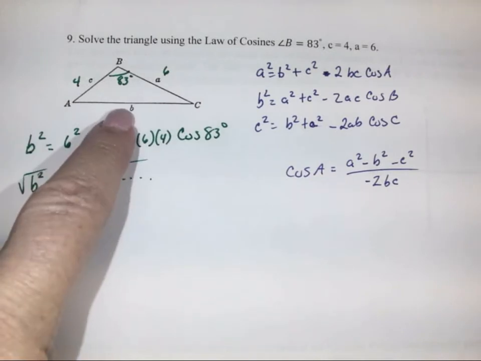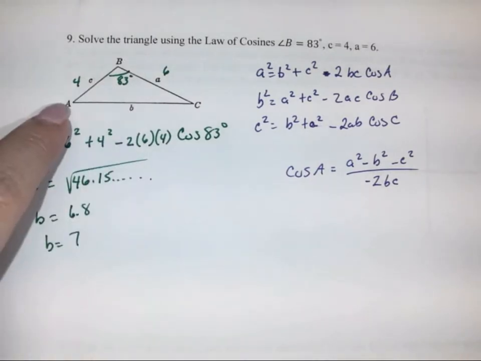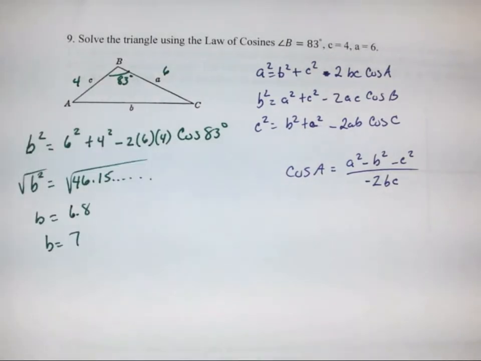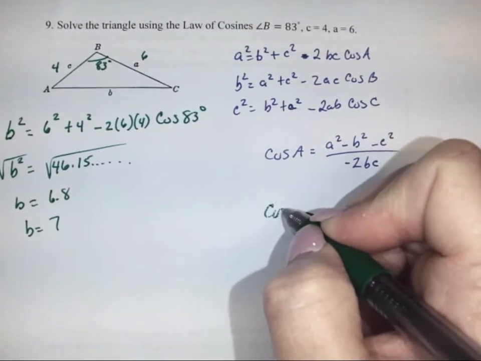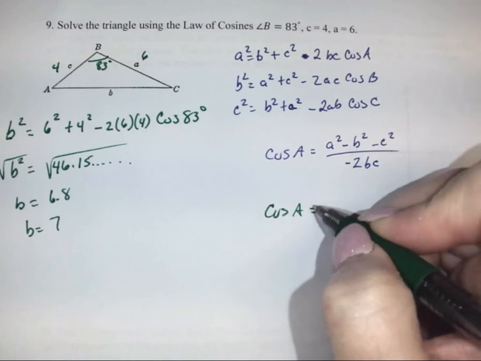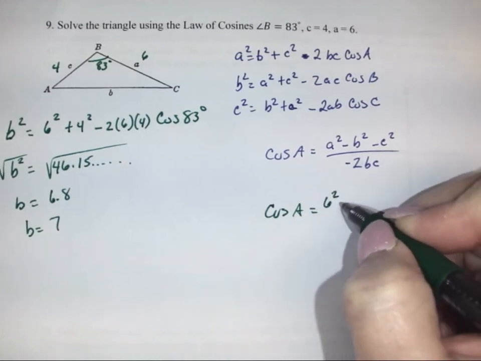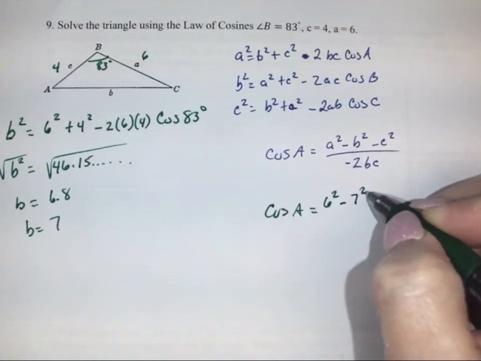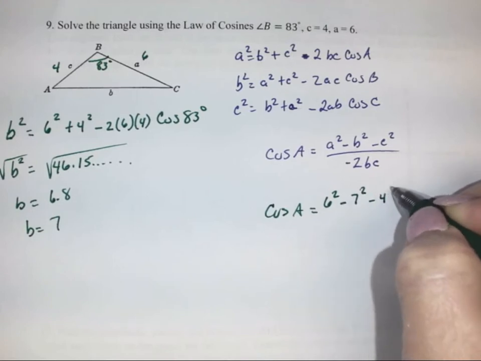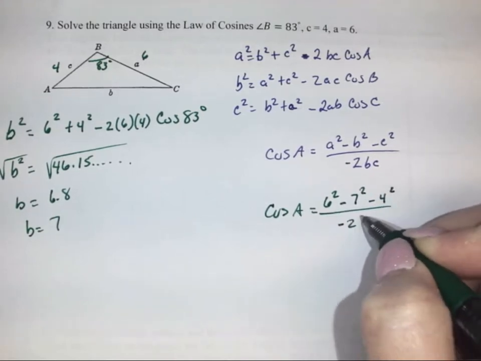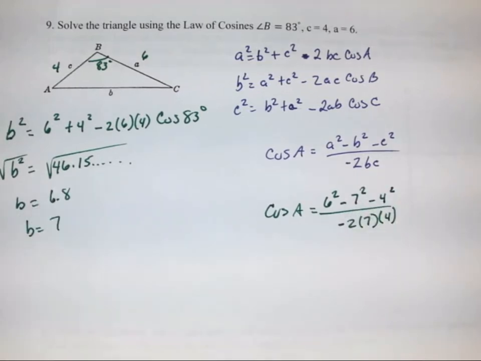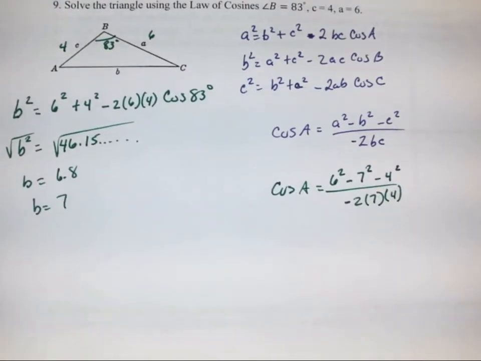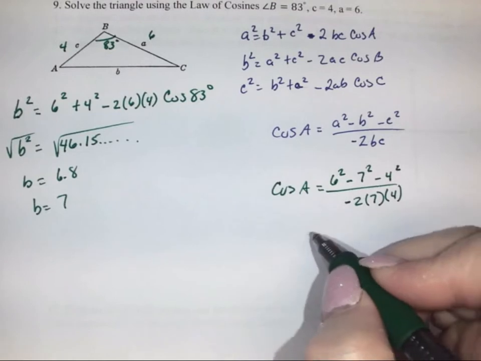So now that we have b, we need to find angle A, and we're going to use our formula that I popped up here. So our cosine of A will be equal to A squared minus B squared, which we just found, minus our C squared, all over negative 2 times 7 times 4. This is where it's easier with the whole number than if we put in a decimal, but I'll take it either way that you figure it out.